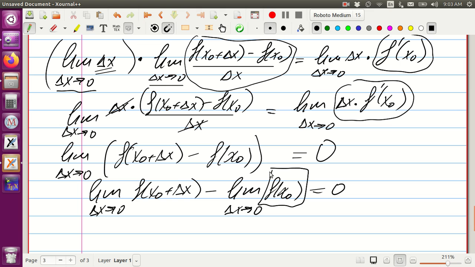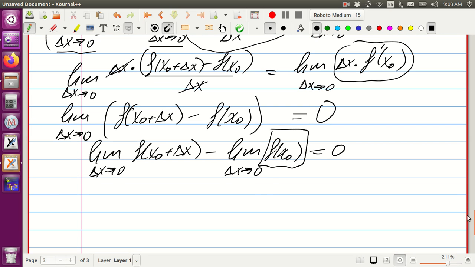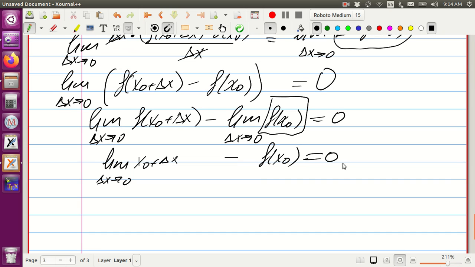But look, if you plug in x sub 0 into function f, this would be a constant, and we know limit of a constant is constant. So this is just f of x sub 0, then the minus, then we have limit of f of x sub 0 plus delta x when delta x goes to 0 equals to 0. So we're going to take this term, we're going to move it to the right side. So this is f of x sub 0, move to the right side.